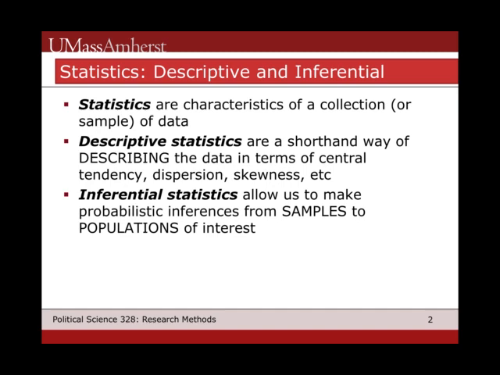So just to briefly introduce the idea, descriptive statistics are a way of just describing this data. In particular, the two types of descriptions we're going to be looking at are called central tendency and dispersion, but there are also aspects like skewness, other ways we can describe the basic shape of the data collection. Inferential statistics are what allow us to make probabilistic inferences from samples to populations.